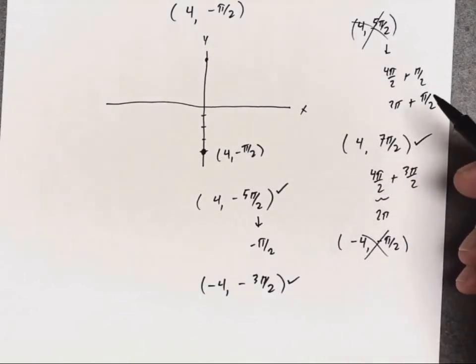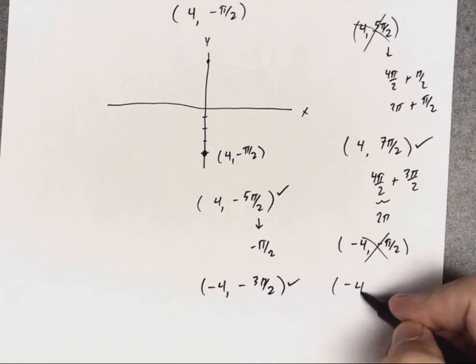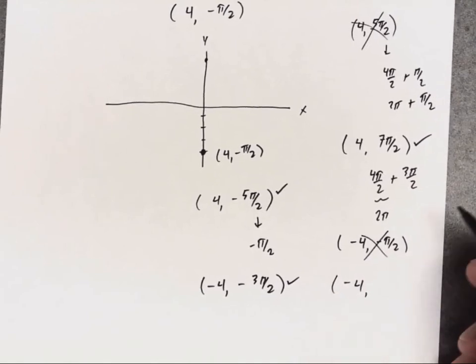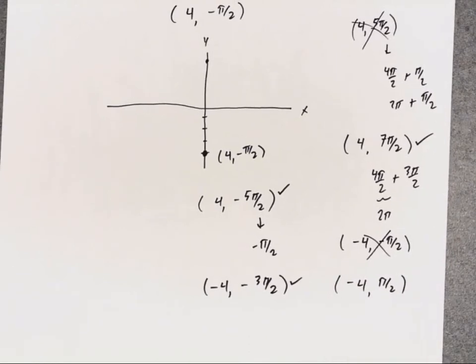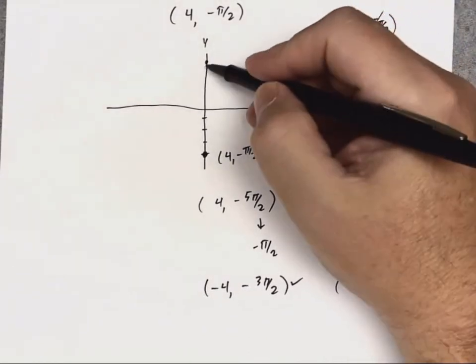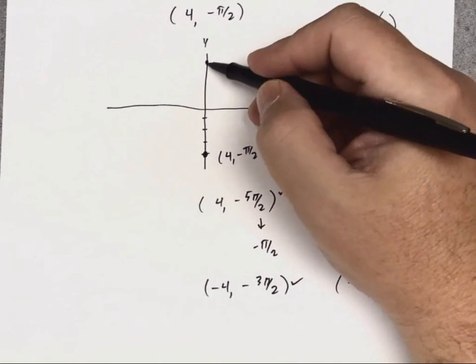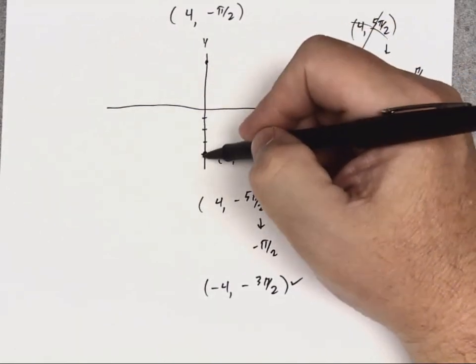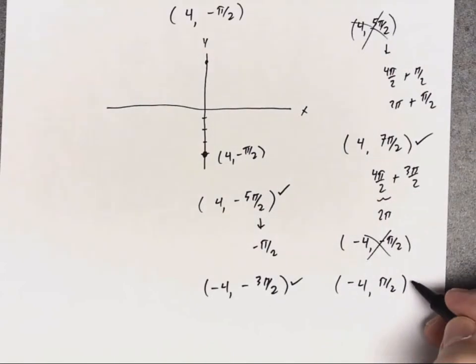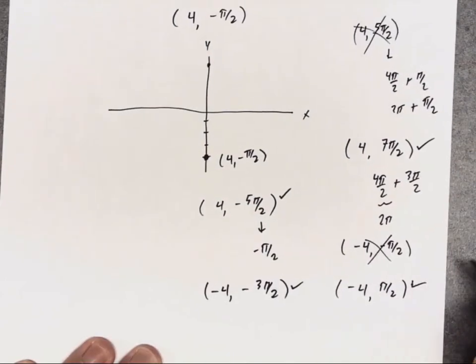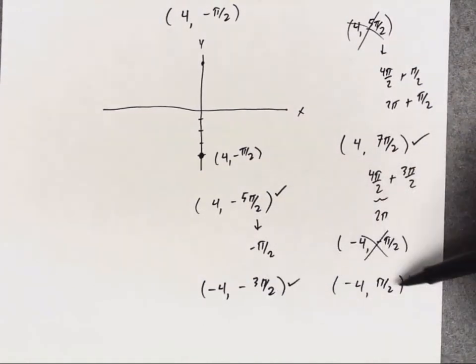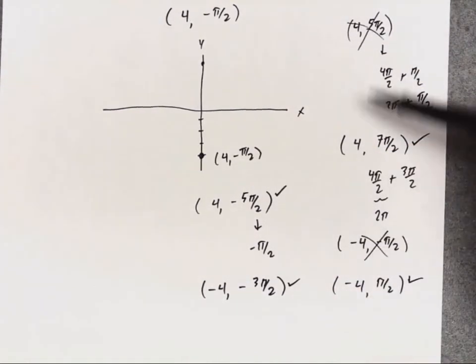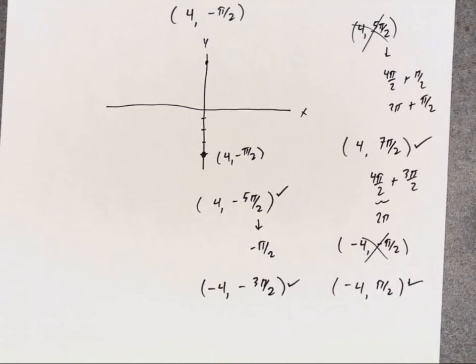And the last one is (negative 4, pi over 2). So let's go to my pi over 2 angle, which is right here. Negative 4 causes me to go opposite direction, down 4. I'm at that point. So of these 6 points they've given me, 4 of them actually are the same point. 2 of them are not. All right, so that's the introduction to polar coordinates.